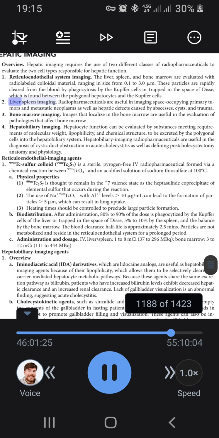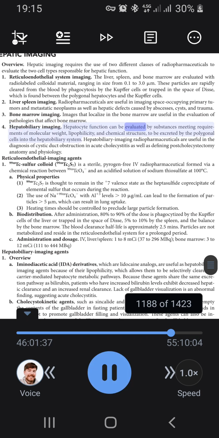2. Liver-spleen imaging. Radiopharmaceuticals are useful in imaging space-occupying primary tumors and metastatic neoplasms as well as hepatic defects caused by abscesses, cysts, and trauma. 3. Bone marrow imaging. Agents that localize in the bone marrow are useful in the evaluation of pathologies that affect bone marrow. 4. Hepatobiliary imaging.